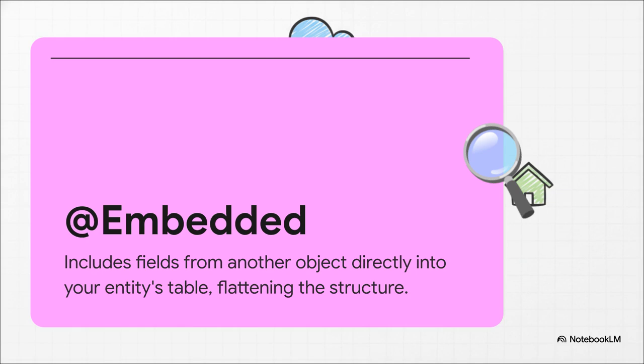You just put that on your location property, and Room will basically flatten it. It treats the fields inside that location class, latitude and longitude, as if they were declared as columns directly in your main table. It just works seamlessly.